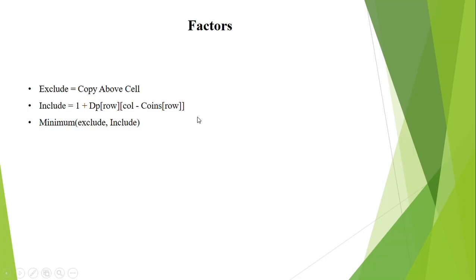Now let's talk about the factors on which our algorithm depends. It depends on exclude, include, and minimum. We have a separate formula for exclude, in which we just copy the value of the above cell. We use these three factors from row 2. We don't use these factors from row 1. We will get a proper understanding and clarification in the next slide.